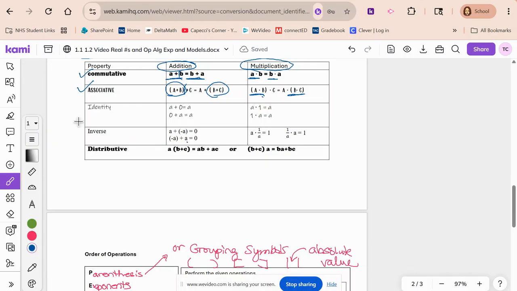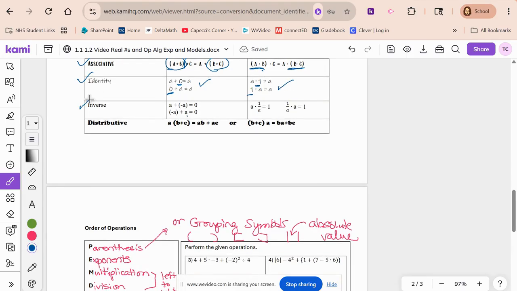Now, the identity property, for addition, it's when I add 0. And again, it doesn't matter if I add it first or second to a value, I'm going to get that value right back at me. Okay, same thing with multiplication. It does not matter where you multiply the 1 first or second, I'm going to get that same value right back.